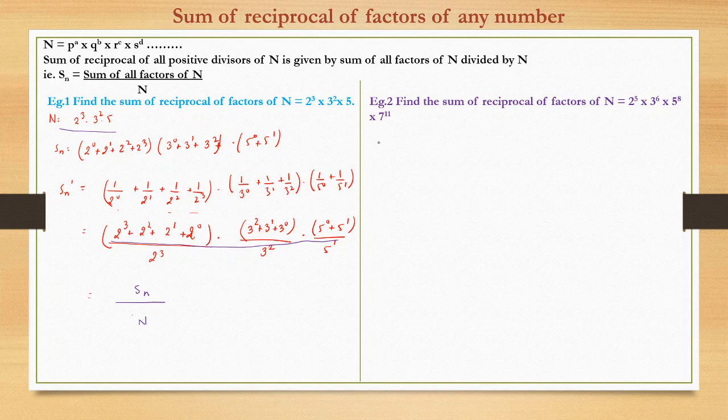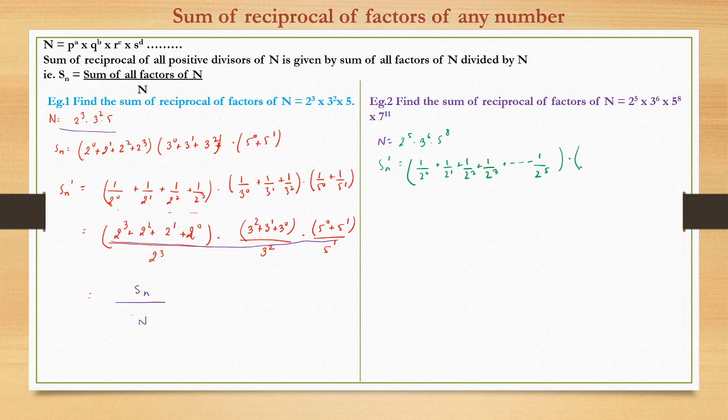Now another example we will see here. n has been given as 2 raised to power 5 into 3 raised to power 6 into 5 raised to power 8. So what would be Sn dash? Directly, it would be 1 upon 2 raised to power 0, 2 raised to power 1, 2 raised to power 2, 2 raised to power 3, up to 2 raised to power 5.